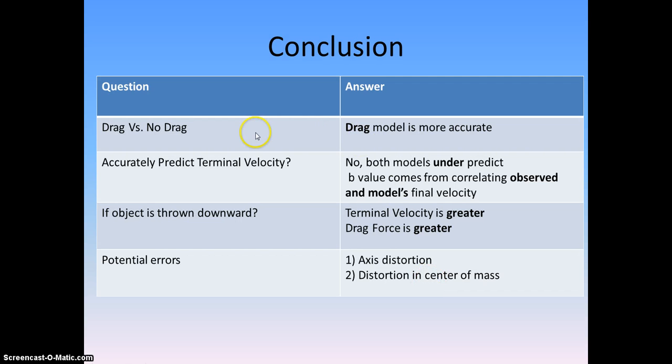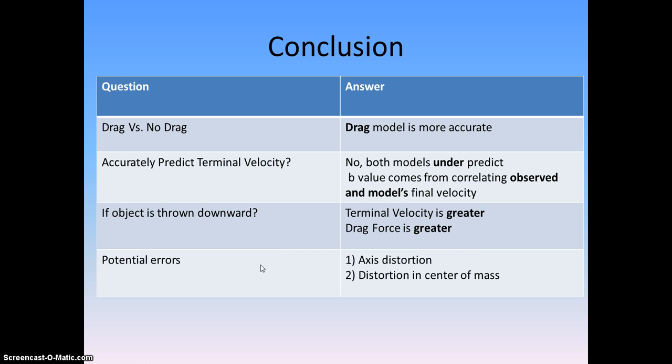In conclusion, when you look at our drag versus our no drag graph, you notice that our drag model is definitely more accurate, but again, it's because of that B constant. Neither of the models really accurately predicts terminal velocity, because both models underpredicted. Our B value again comes from correlating our observed and our model's final velocity. If our object was thrown downward, then the terminal velocity would be greater and our drag force would be greater.